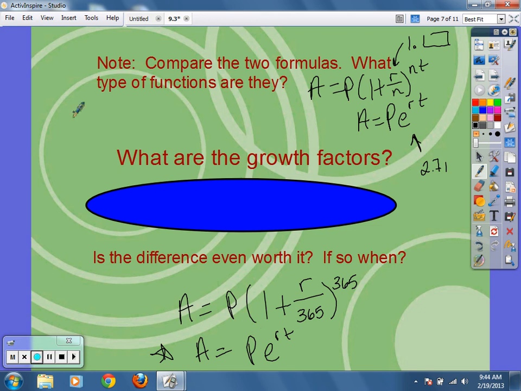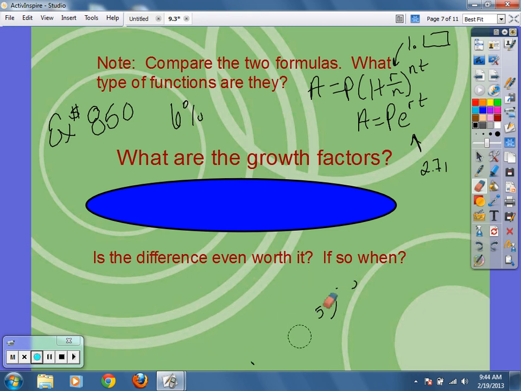Let's look at an example. Let's say that we have $850 invested at an annual rate of 6%. And let's compare, let's just do annually to continuously. Let's see what happens. Okay, so I'm going to erase this. We won't even do daily. We'll just do annually versus continuously.